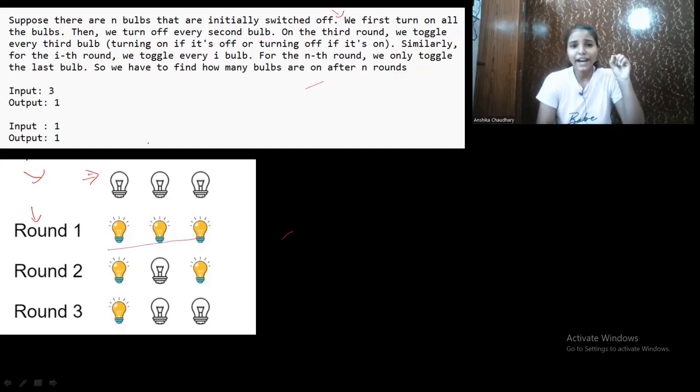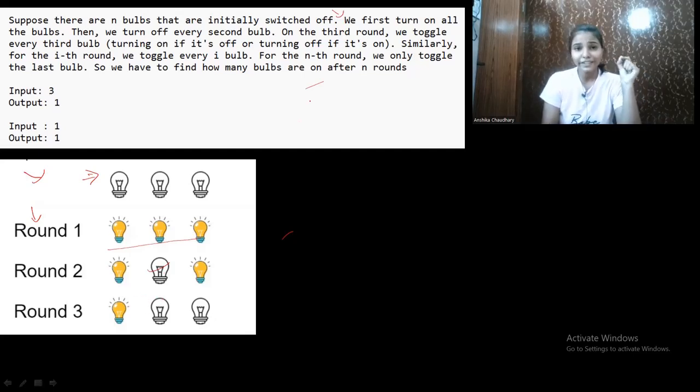Now at the second round, you have to turn off every second bulb. That means you will first turn off the second bulb, then the fourth bulb, then the sixth bulb, and so on. But as this sample test case only contains three bulbs, you will turn off only the second bulb. So here we have turned off our second bulb. The remaining bulbs will remain the same as they are. If they are on, they will remain on. If they are off, they will remain off.